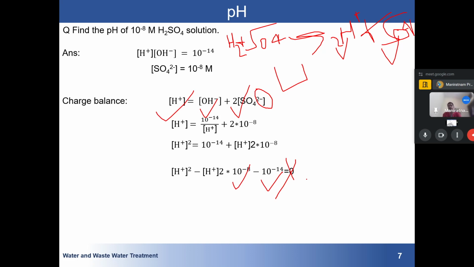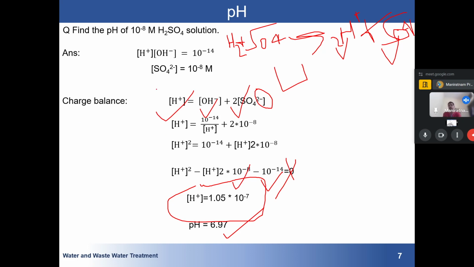Okay, so if you solve this quadratic equation with the help of a standard calculator, you will get this H plus concentration as 7.05 into 10 to the power minus 7. Once this H plus is known, you can find the pH of the system, and the pH of the system is 6.97.